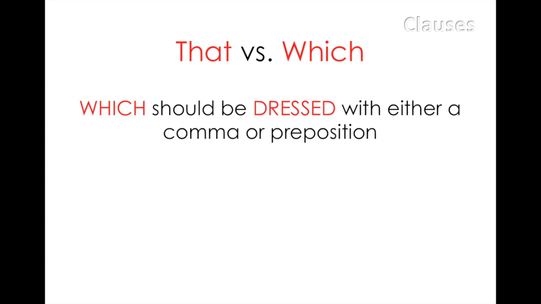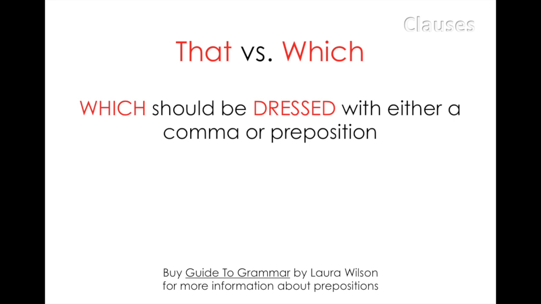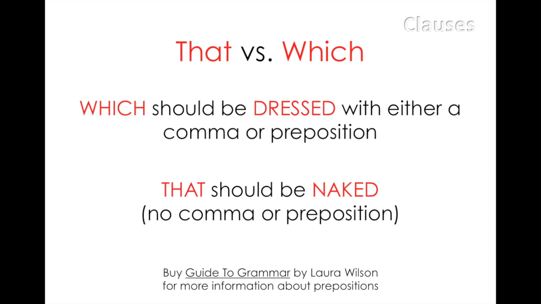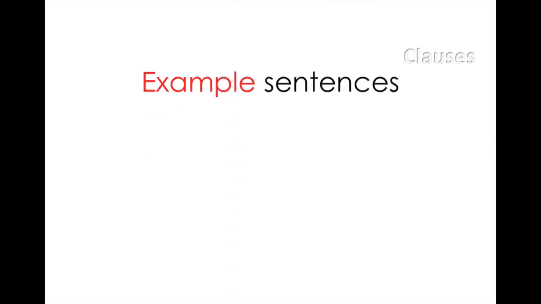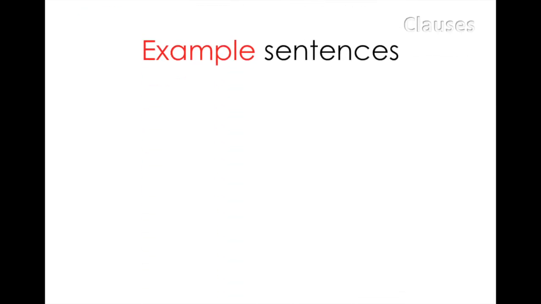Now, because which is non-essential, it must always be dressed, meaning a preposition or comma must always come before which. If you are unfamiliar with what a preposition is or what words are prepositions, please buy Guide to Grammar, written by Laura Wilson. The link to buy this book from Amazon is listed below. Meanwhile, because that is essential, this word must always be naked, meaning a preposition or comma should never come before a that clause. Let us look at the following sentences as examples.